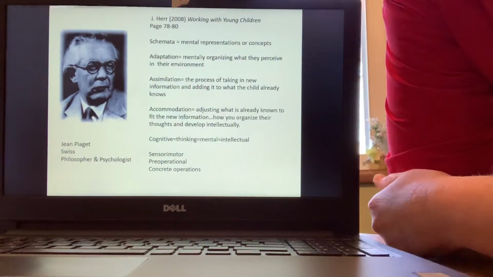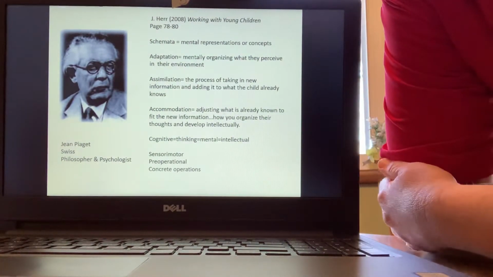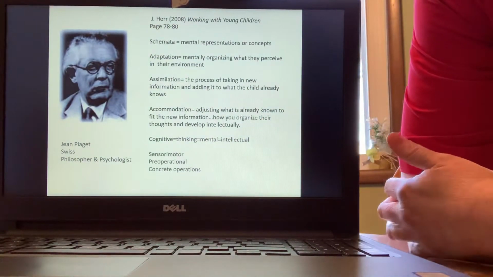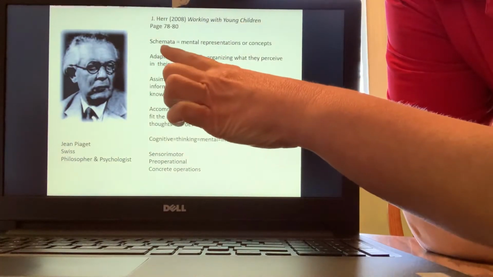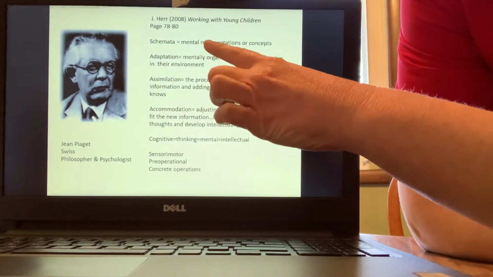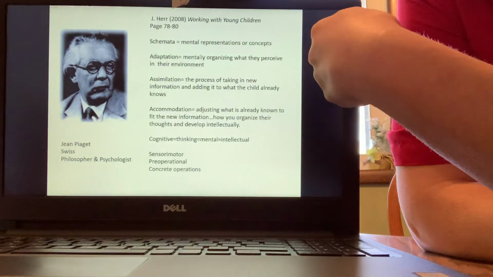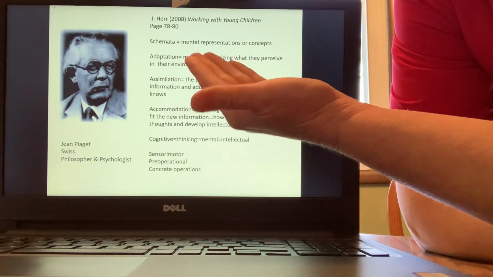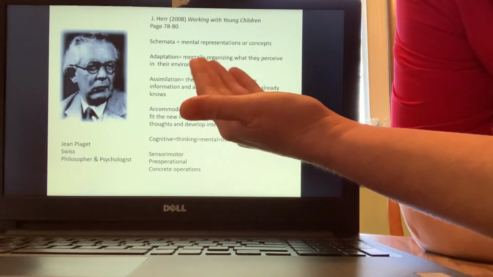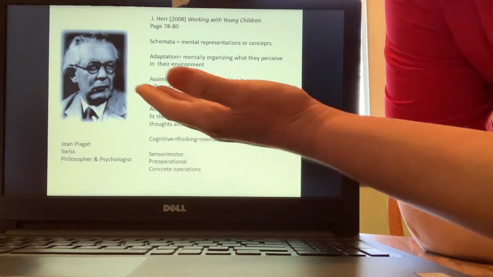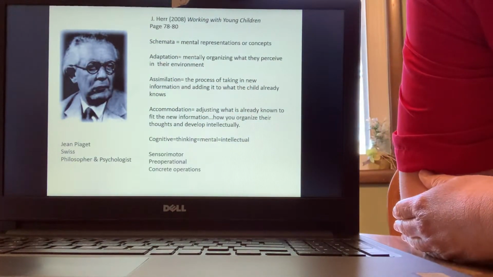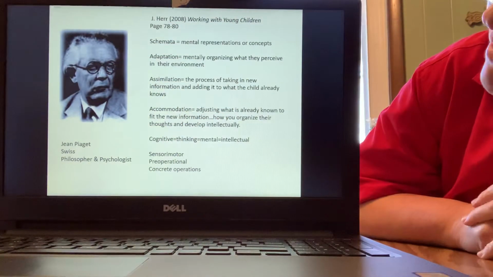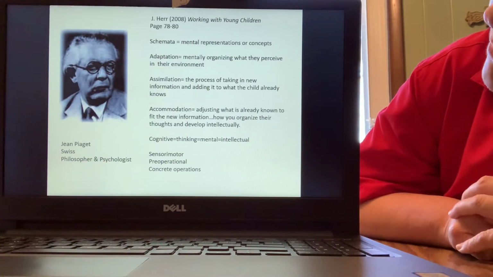So Jean Piaget was a Swiss philosopher and psychologist. From our textbook, he defines the word schemata up here. It equals the mental representations or concepts. Then he says there's adaptation, mentally organizing what they perceive in their environment. Then he says there's a process of assimilation, the process of taking in new information and adding it to what the child already knows.